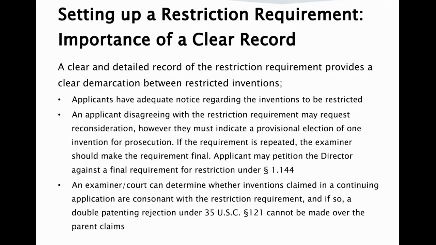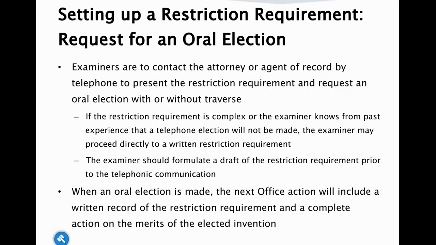In response to the restriction requirement, applicant may traverse the basis for the restriction, but a provisional election of one invention for prosecution must be made at that time. In order to comply with the principles of compact prosecution, whenever possible, the examiner should contact the attorney or agent to have an interview on the merits regarding the restriction. Request that an oral election be made with or without traverse, and in response, then issue a complete office action including any rejections under 35 U.S.C. 101, 102, 103, and 112.